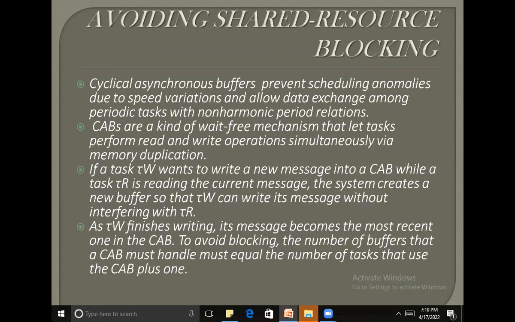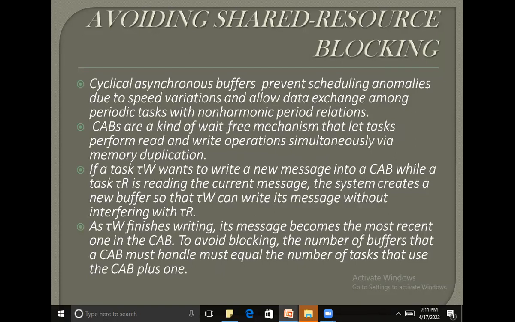Avoiding shared resource blocking. Cyclical asynchronous buffers prevent scheduling anomalies due to speed variations and allow data exchange among periodic tasks with non-harmonic period relations. CABs are a kind of wait-free mechanism that let tasks perform read and write operations simultaneously via memory duplications. If a task TW wants to write a new message into a CAB while a task TR is reading the current message, the system creates a new buffer so that TW can write its message without interfering with TR. As TW finishes writing its message, it becomes the most recent one in the CAB.